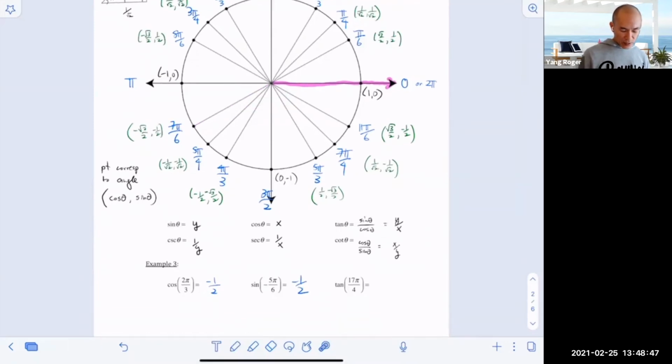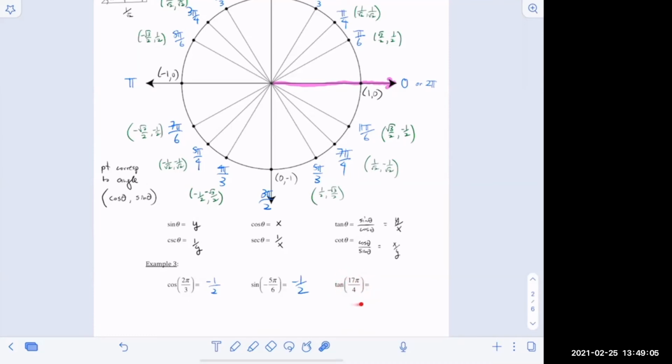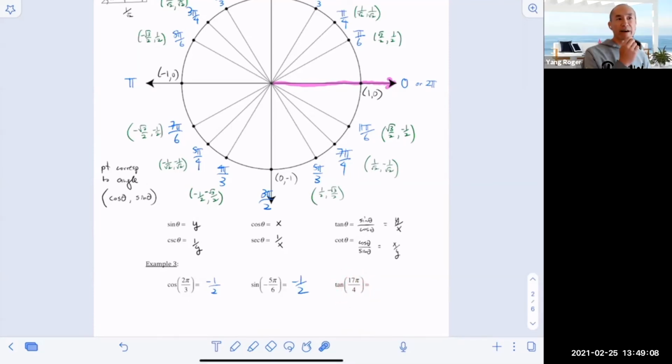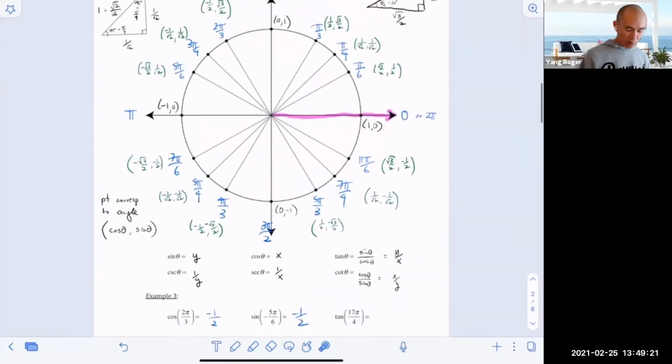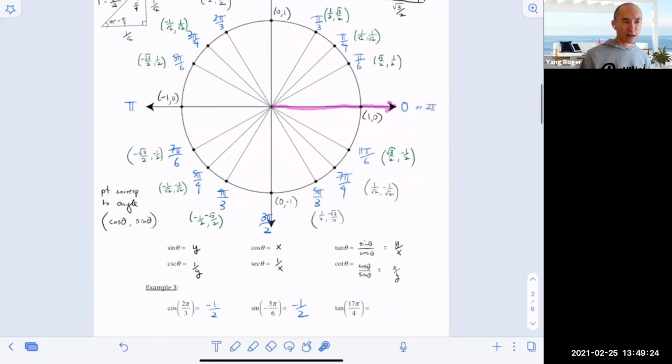Someone help me with this last one. This 17 pi over 4 kind of intimidates me. Does anyone have any advice for how I might want to solve this? Does it mean that it goes more than one round? I think so, yeah. How do I figure out how many rounds it goes? It goes 2 rounds. It goes 2 rounds? Okay. How do you know that?